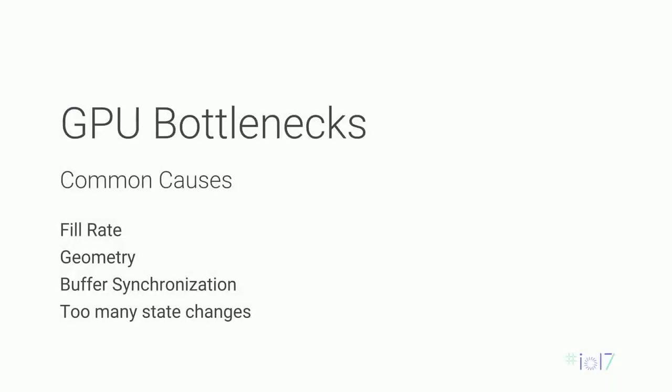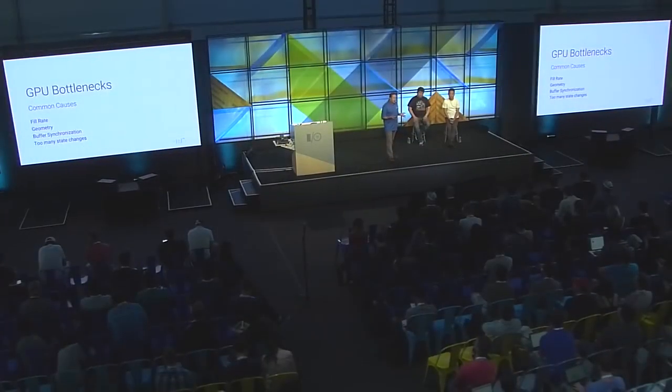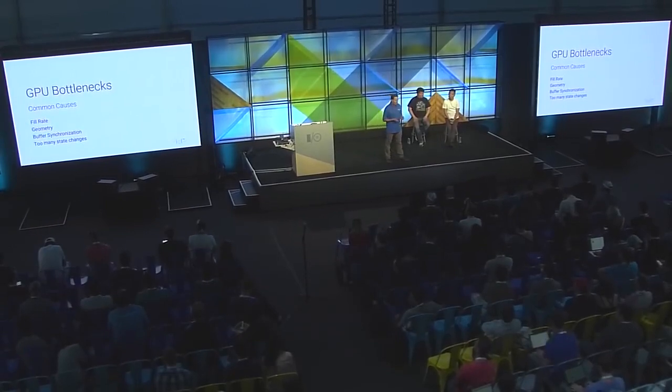Some of the common causes of GPU bottlenecks are fill rate. On modern phones, the resolution is very high, and it's going to be worse if you have long fragment shaders. One thing you can do is render to a lower resolution buffer. Another problem could be high polygon count, especially when you have very complex geometry.